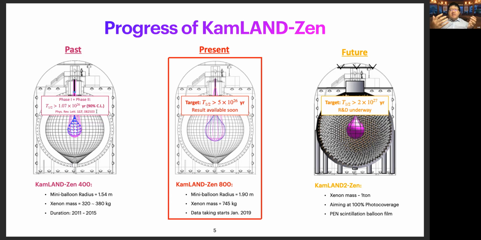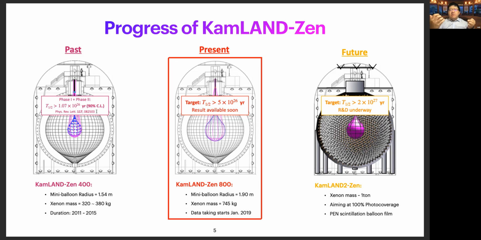The present phase, KamLAND-Zen 800, deploys a mini balloon of radius 1.9 meters. In this larger balloon, we managed to load 745 kilograms of xenon, as the data taking started in January 2019. So the targeting sensitivity for KamLAND-Zen 800 is 5 times 10^26 years, and the result will be available soon. In the future, we plan to construct a brand new detector called KamLAND2-Zen.